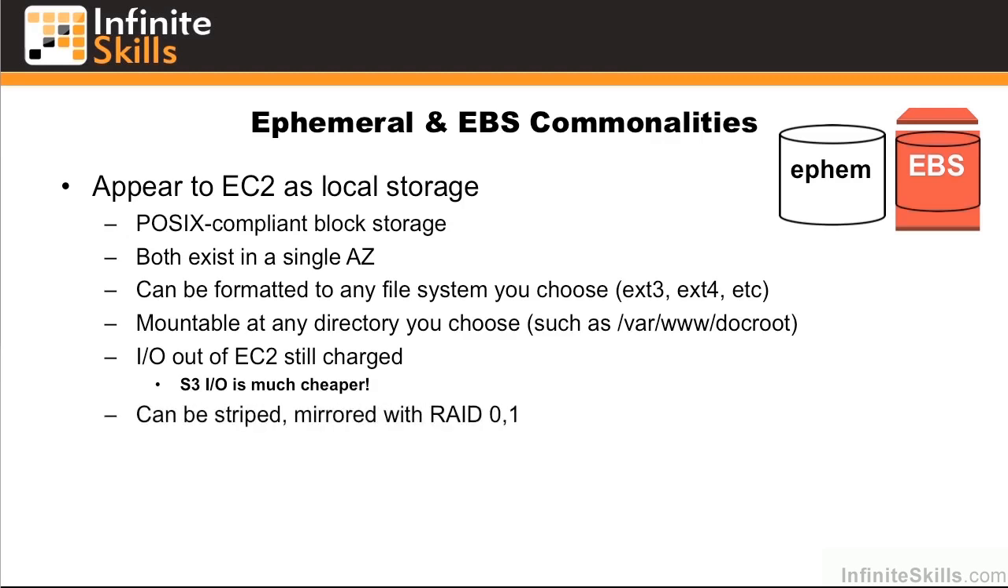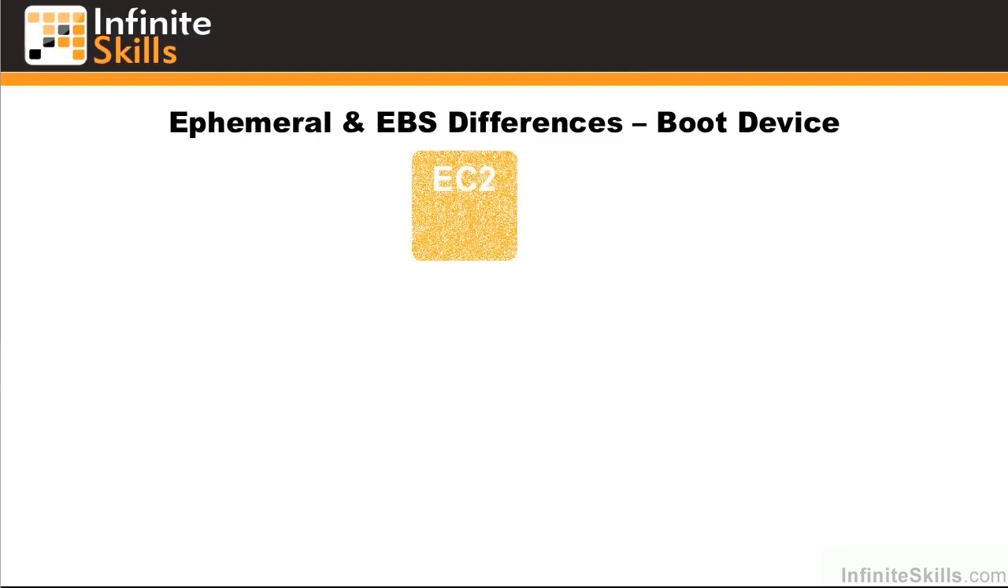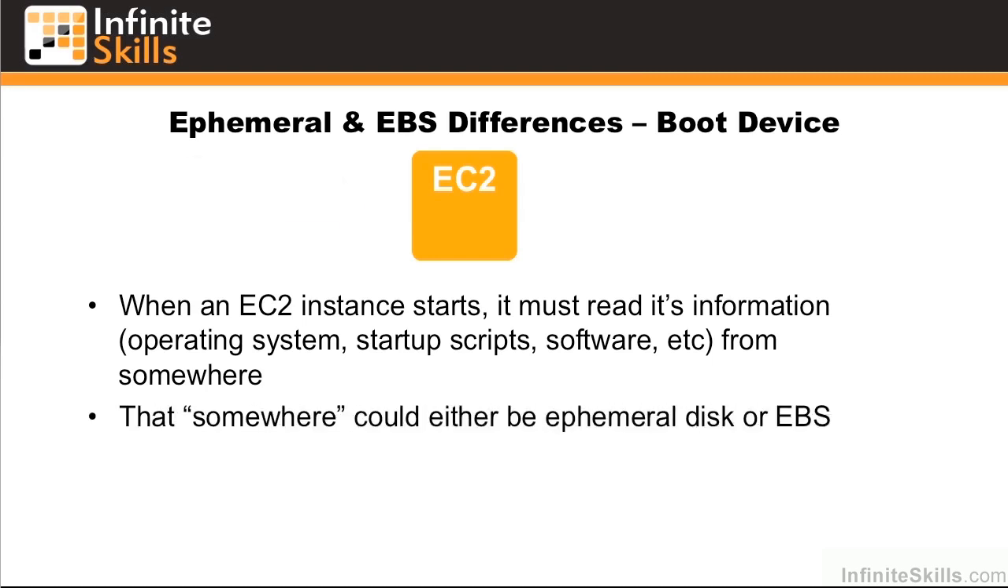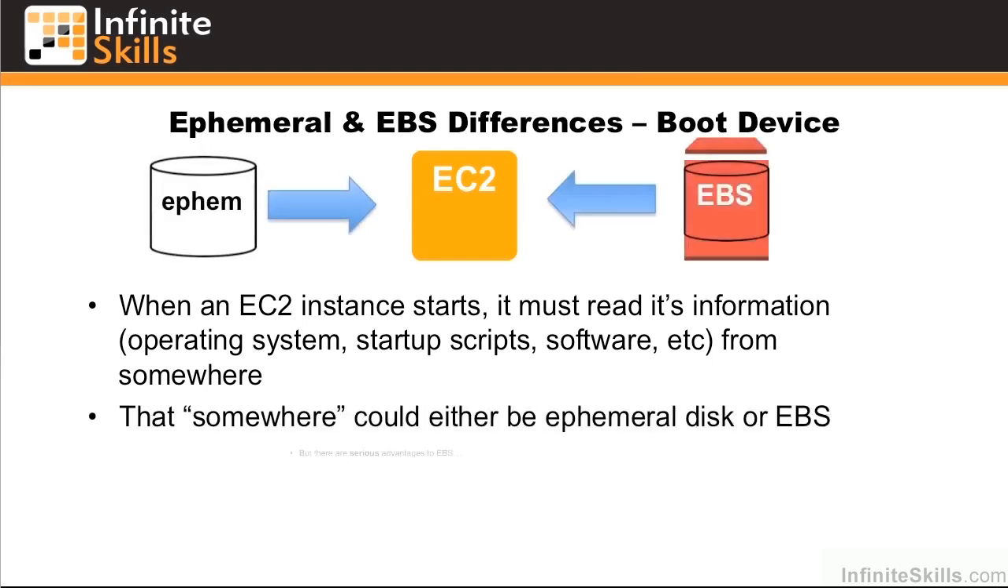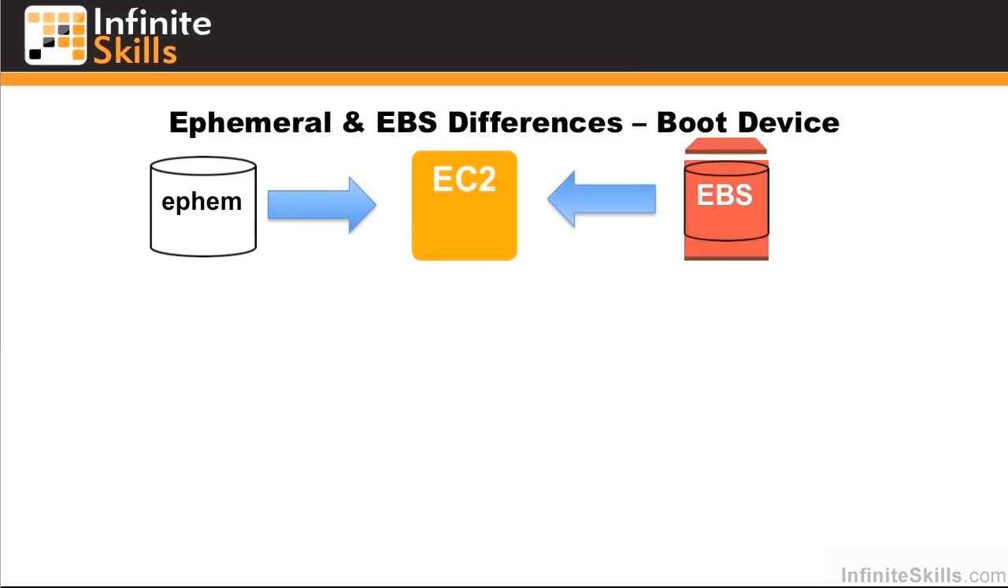They can be striped and they can be mirrored with RAID 01. But in the case of EBS, the disks are already redundant. Mirroring makes no sense, but striping may. Either can be used as the boot device. When we talk about a boot device, we're saying that when an EC2 instance spins up, it has to read its information from somewhere. That somewhere could either be ephemeral disk or EBS. But there are very serious advantages to using EBS for the boot drive. Let's look at some of these.